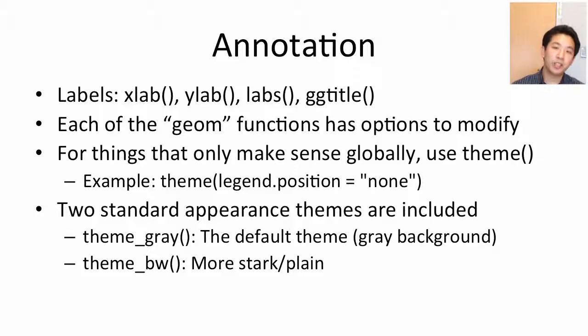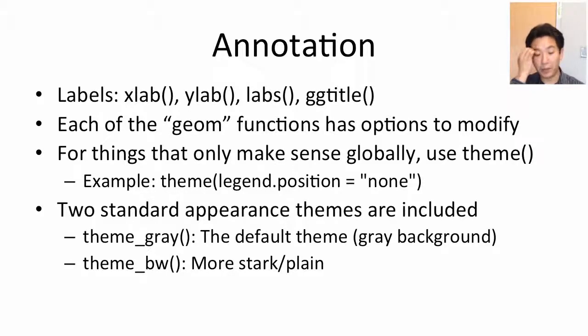Each of the geom functions, like the geom_point and the geom_smooth function, have options that you can specify to change things. So you can explore some of those options too if you don't like the defaults. There are some things that only make sense in a global setting, meaning for the whole plot, and so the theme function is available for that. This might specify the basic colors, the background colors, or here, for example, the position of the legend. And you can use the theme function to specify these options.